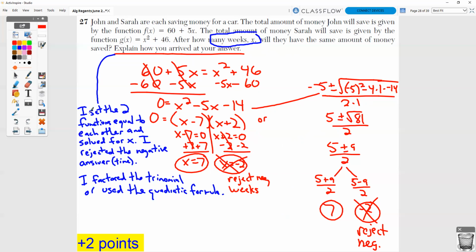Explain how you arrived at your answer. I set the two functions equal to each other, and I solved for x. I rejected the negative answer because of time. You could say that you factored the trinomial or that you used the quadratic formula.